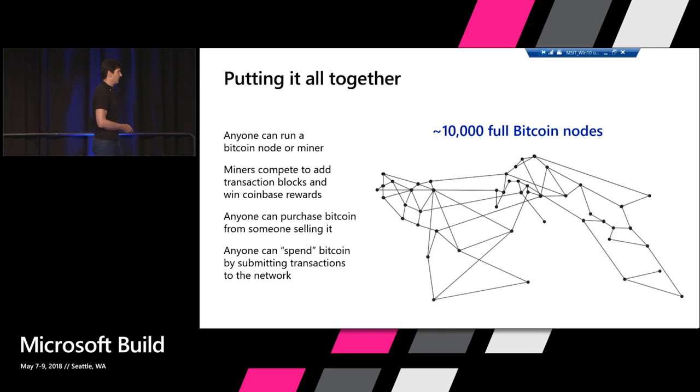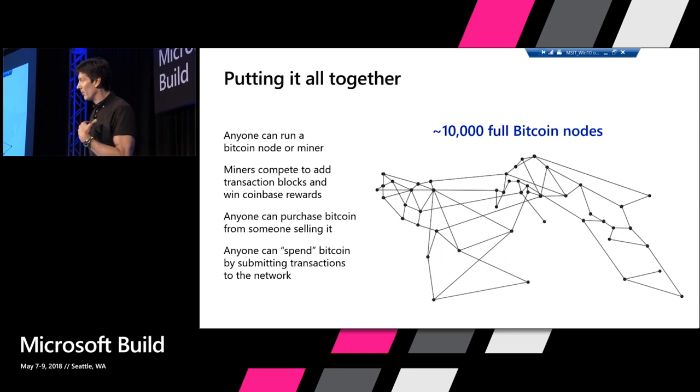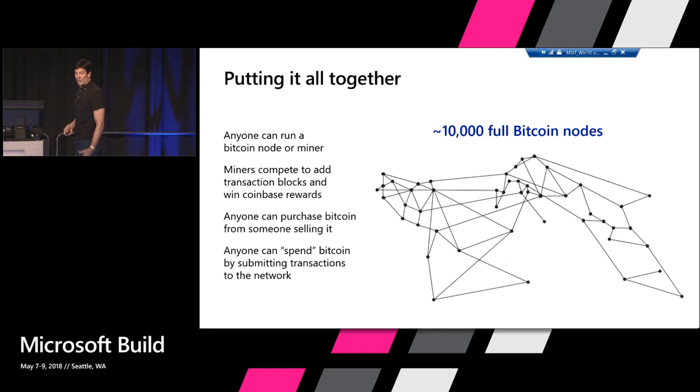And anyone can spend transactions. You can go buy it. You typically buy it from somebody that owns Bitcoin, give them fiat currency in exchange for it. You now get your own account that you created. You tell them where to send it. And once it's there, you can then go and send Bitcoin to other people on the network.